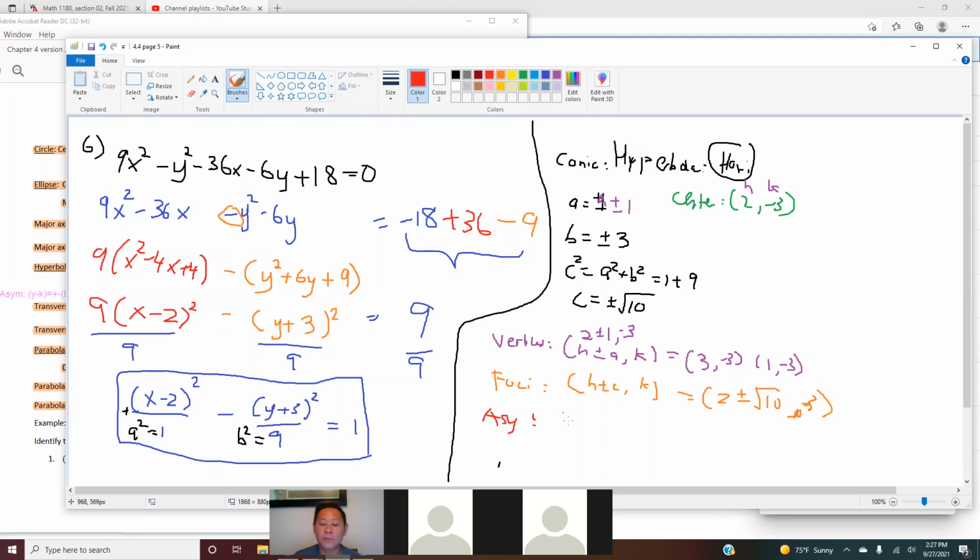However, this is a hyperbola, so you have an extra one that is called the asymptotes. Do you guys remember how you find your asymptote? It is y equals plus minus x. Is this b over a or a over b? Again, refer back to your original equation here. It will tell you.